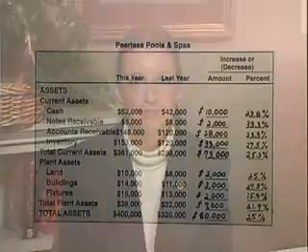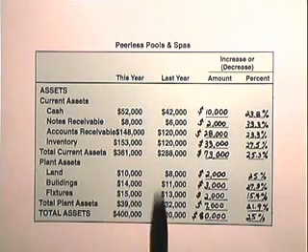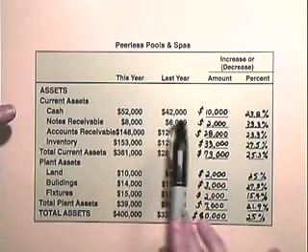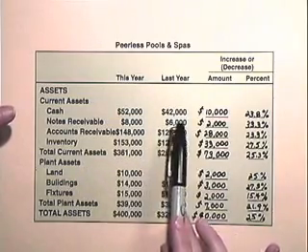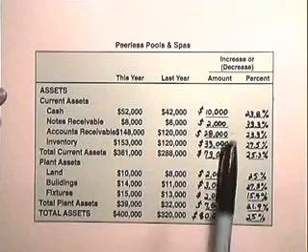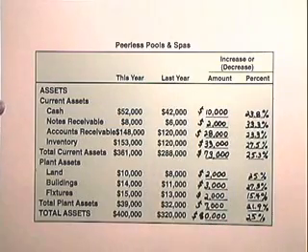Now let's compare balance sheets using horizontal analysis. This is a portion of the balance sheet for Peerless Pools and Spas. We're going to perform a horizontal analysis between this year and last year, and we will look at the increase or decrease, we will look at the amount, and we will look at the percent. Assets. Cash this year is $52,000. Last year was $42,000, which is an increase of $10,000, and $10,000 is 23.8% of $42,000.